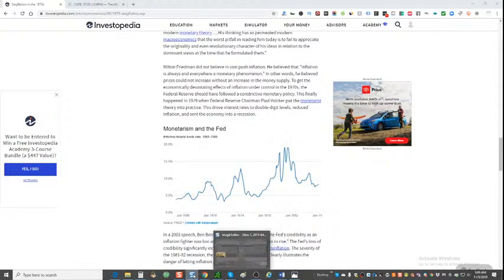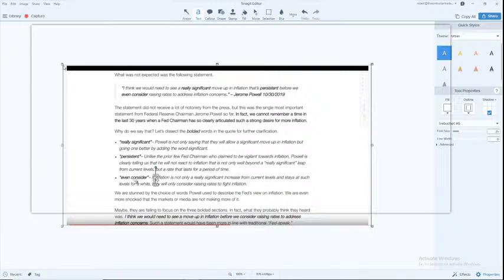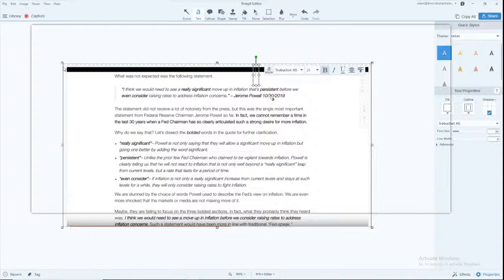What more did our Fed chair change? The phrase, I should say, even consider. If inflation is not only a really significant increase from current levels and stays at such levels for a while, they will only consider raising rates to fight inflation. So there's no way that they are raising rates anytime soon. I have never seen a Fed chairman be this clear with regard to future rate moves, unless, of course, there is really significant and persistent inflation.